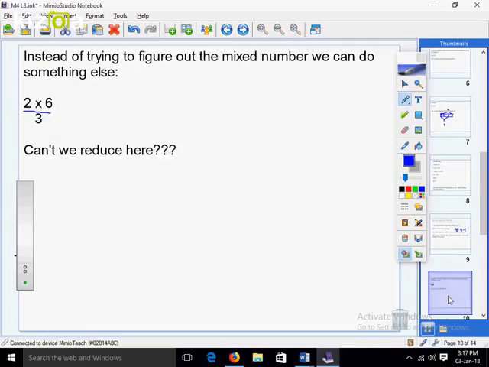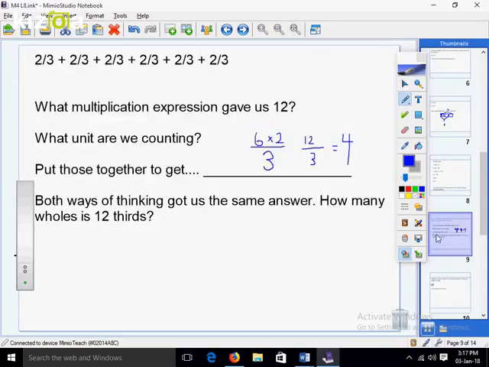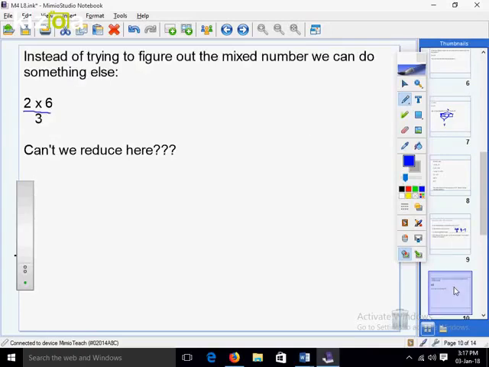All right? Now, instead of trying to figure out the mixed number, here we figured out 12/3 and then converted to the whole number. There's a step in between that we can use to help us figure out the answer a little bit faster. We can reduce. If you look at 2 times 6 over 3, now, if I look at 6 and if I look at 3, I know that they have a number in common, right? Always think of smaller numbers.